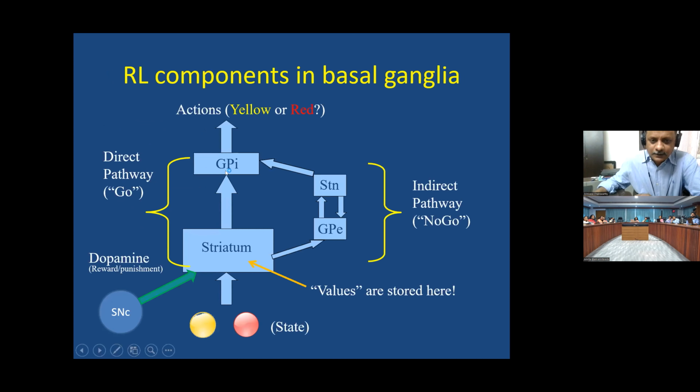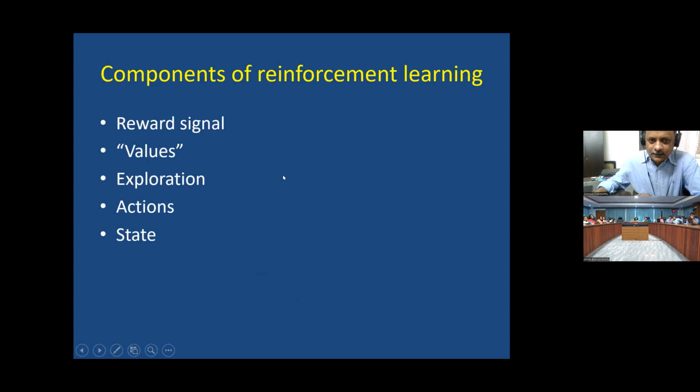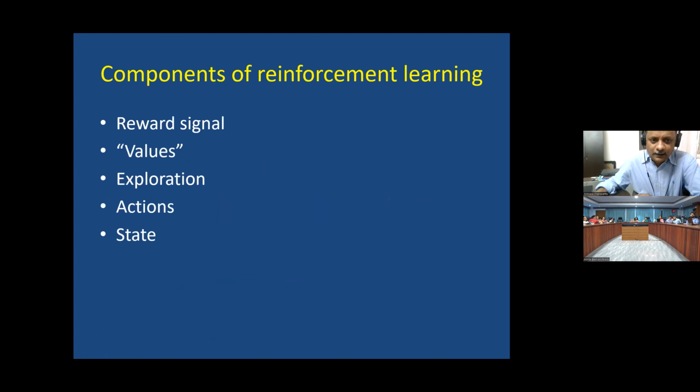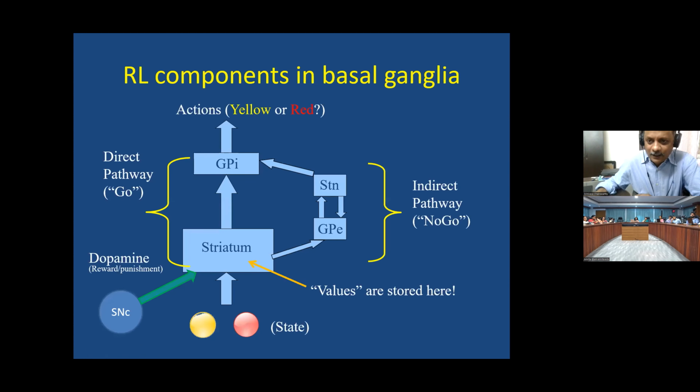Sensory information, the state, comes from the sensory cortex. The action is ultimately, the GPi output has to go to thalamus and to motor cortex, and that's where you actually make an action. So you can say that somewhere there is an action representation sitting there. Then where are the values? These weightages that the animal learns, where are they sitting?